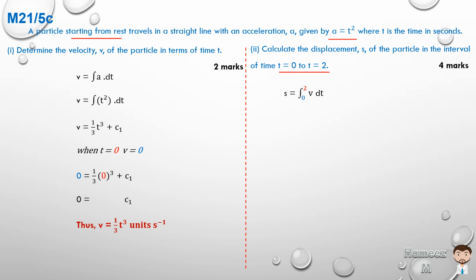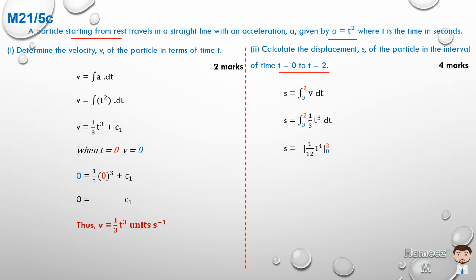And we know v from part 1, so we can substitute s is equal to 1/3 t cubed, the integral of that, between the limits 0 and 2. And when we integrate that, it will be 1/3 t^4 divided by 4. So it will give us 1/3 t^4 divided by 4, which is 3 fours are 12. So 1/12 t^4 between the limits of 0 and 2. And of course, we have the upper and lower limits in different colors, so students can follow easily.